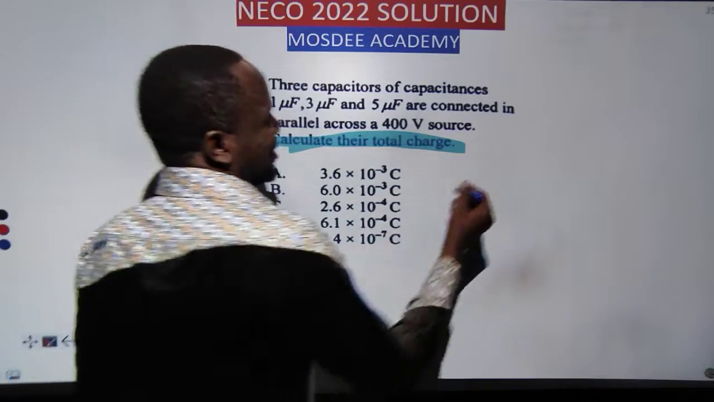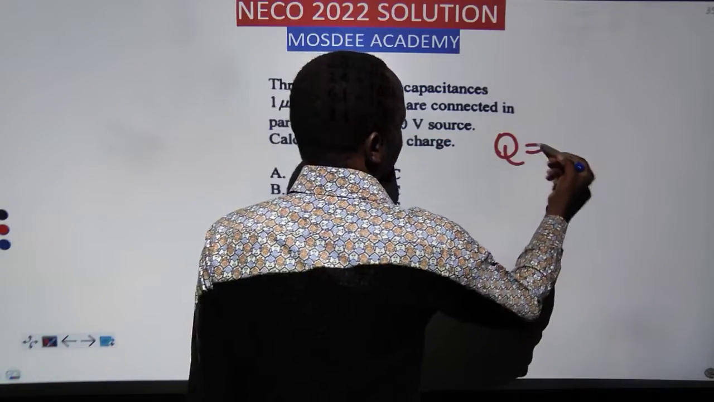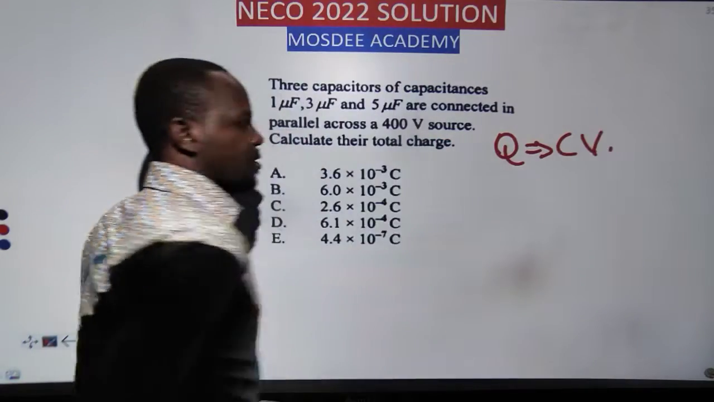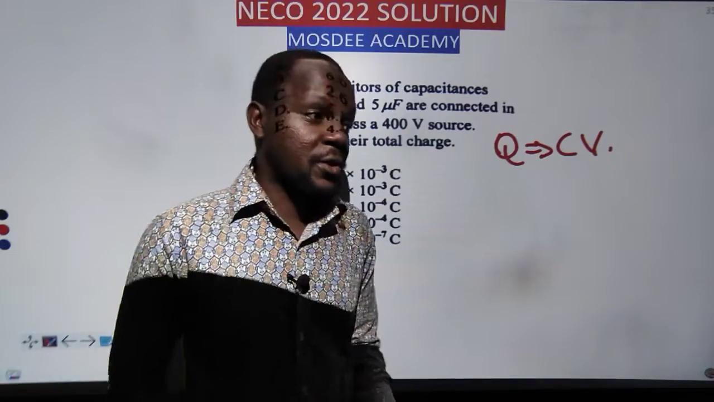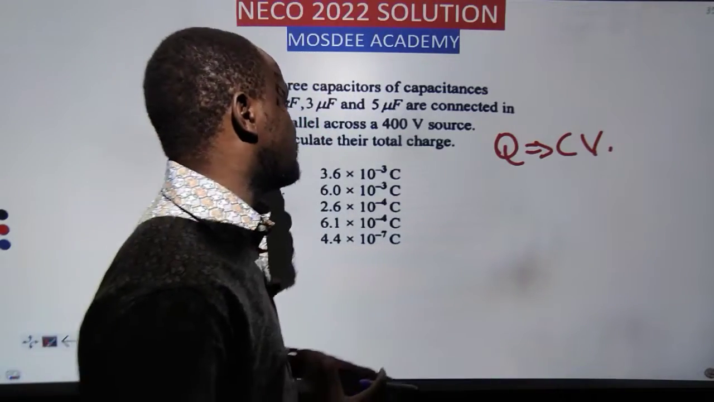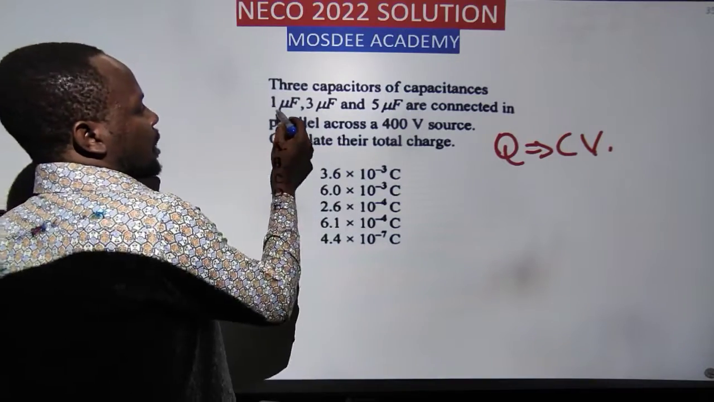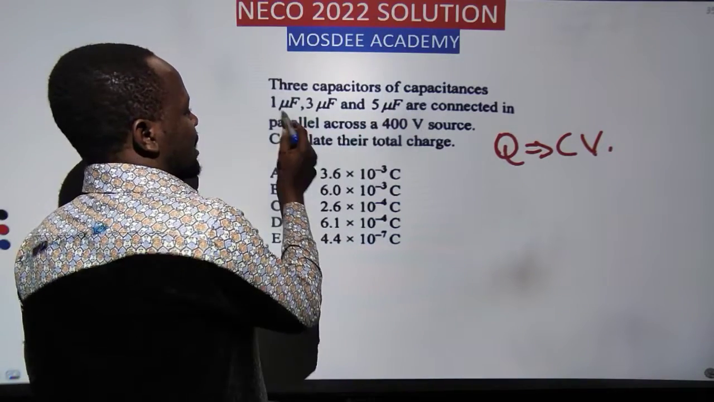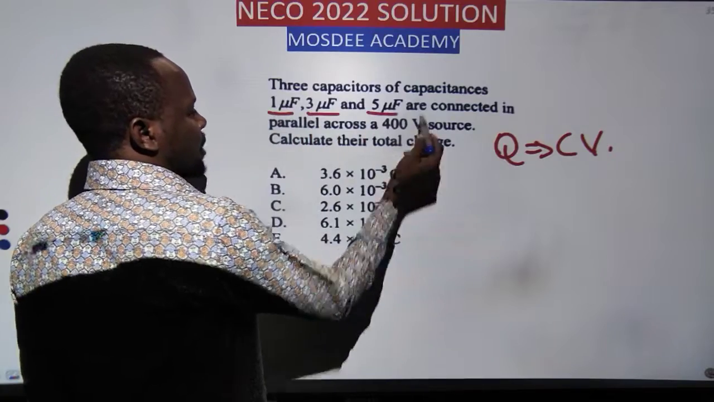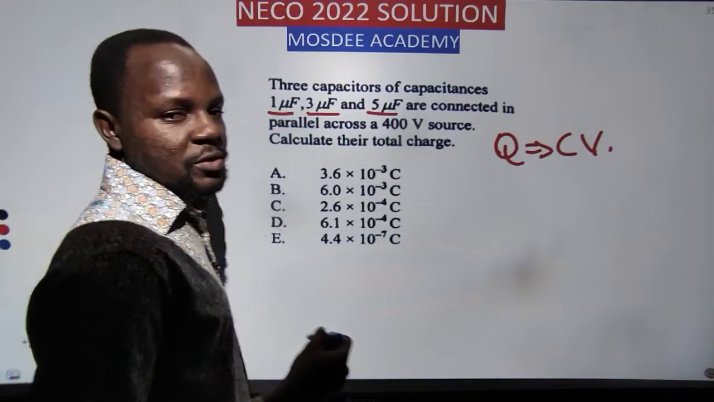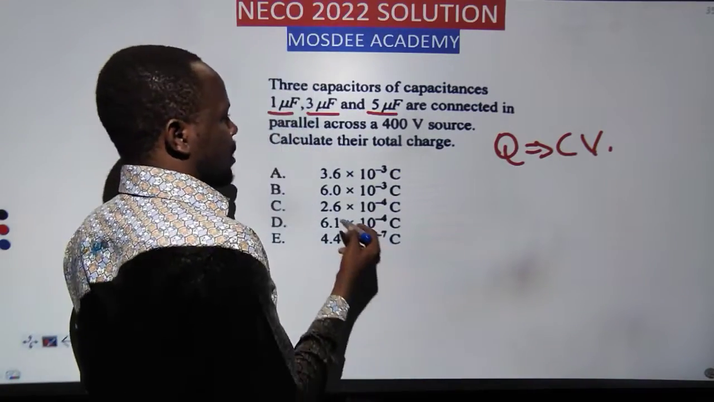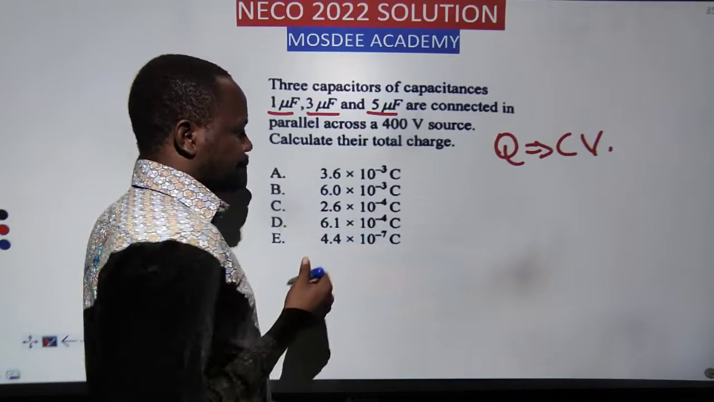Now everybody knows Q is equal to CV. So the laser pen will help me point at whatever I might like to. Since Q is equal to CV, I can just calculate the equivalent capacitance of the parallel combination. Just add, right? 1 plus 3 plus 5. What is 1 plus 3 plus 5? 9.